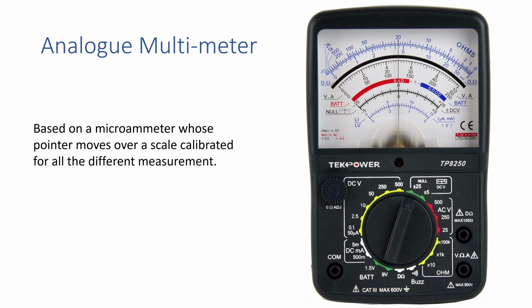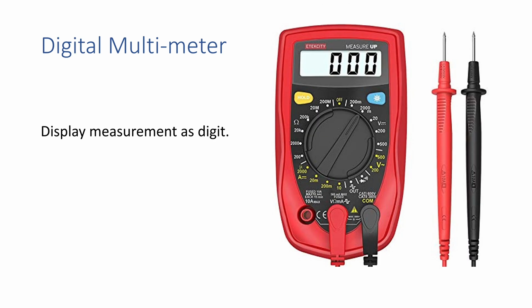So the first type of multimeter is the analog multimeter. And here is the picture of the analog multimeter. It is based on a microammeter whose pointer moves over a scale calibrated for all the different measurements. And it moves a needle along the scale.